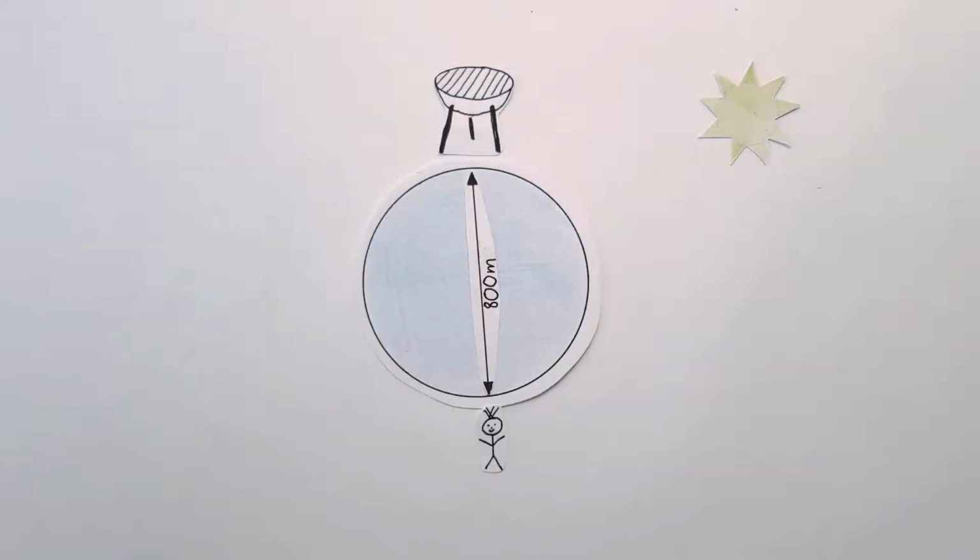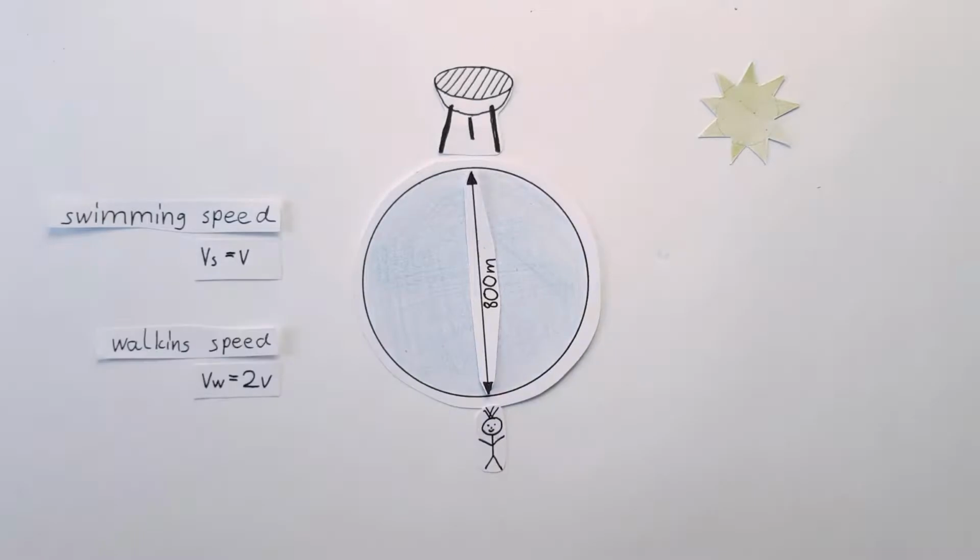You know the lake has a diameter of 800 meters and your swimming speed is v. When you're walking around the lake, your speed is 2v. Now, what's the fastest way home?